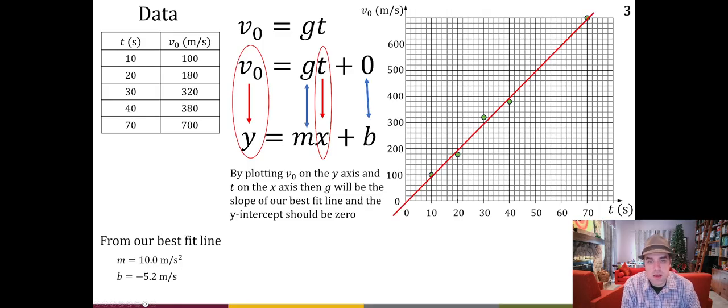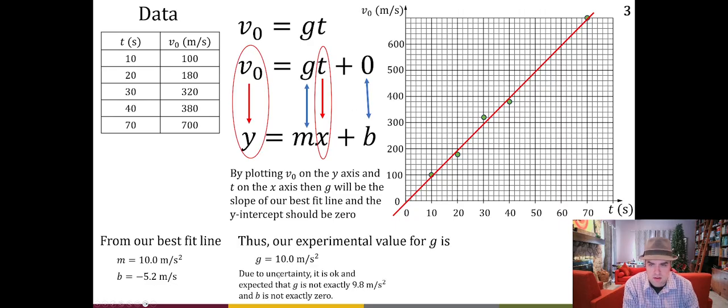So we're going to use some computer software to do that for us. And so we get a value for our slope of the best fit line of 10.0, and a value of our y-intercept to be negative 5.2. Now again, remember I said that our expected value is g. Now we know that g is supposed to be 9.8, but we got 10. And we know that our y-intercept expected value is 0, but we got negative 5.2. And that's fine. So this is our experimental value for g.